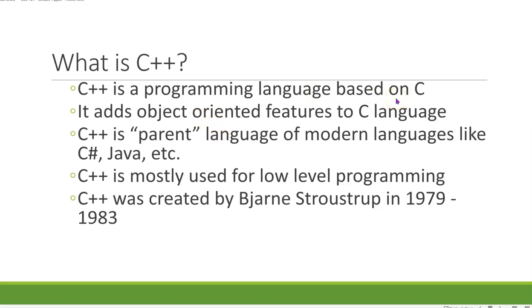So what is C++? C++ is a programming language based on a prior language called C. It adds what are called object-oriented features to the C language, and those features give you a different way of programming. C++ is the parent language of modern languages like C# and Java. C++ is mostly used for low-level programming. It was created by Bjarne Stroustrup in 1979, and it was originally referred to as C with classes.